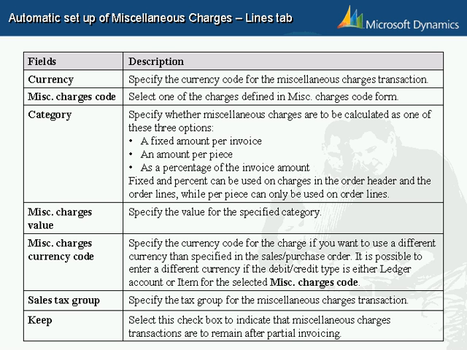The Auto miscellaneous charge form has two tabs. Now we talked about the Overview tab, now we talk about the Lines tab. In this tab you can find these fields: currency, miscellaneous charge code, category, miscellaneous charge value, miscellaneous charge currency code, and sales tax group. So here in the picture you see the description of those fields.